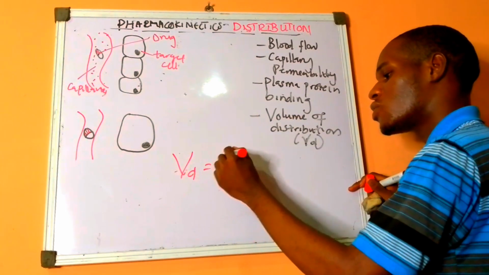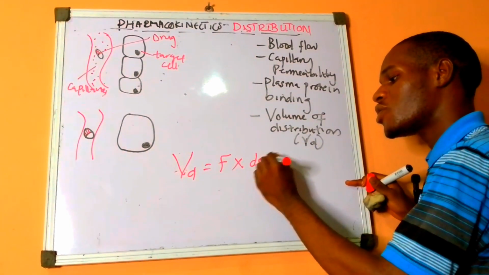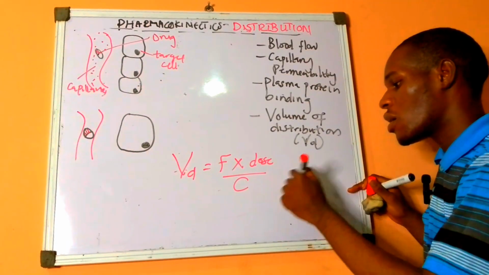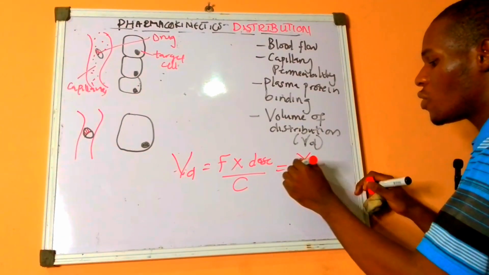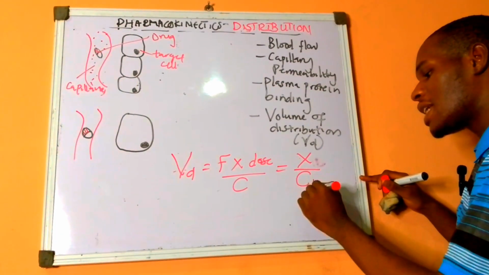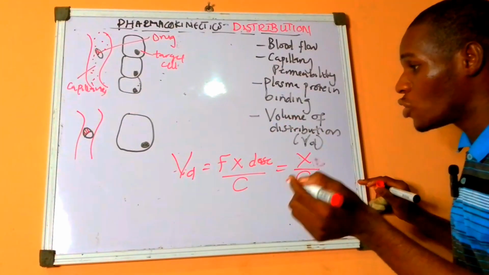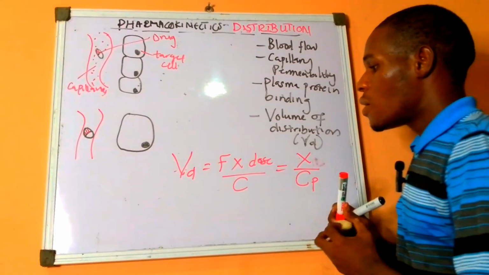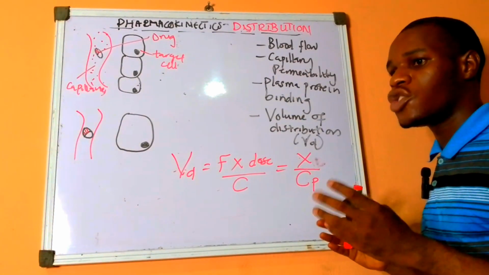The volume of distribution is given by the formula VD equals bioavailability F times the dose of the drug administered over the plasma concentration of that particular drug. We can also have the formula: the amount of the drug administered over the peak plasma concentration of that drug. So we use either of the two formulas depending on which calculations you are given to calculate the apparent volume of distribution.